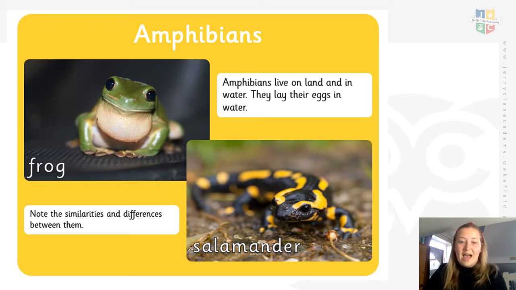Okay, so here we have amphibians. Amphibian. It's a bit of a tricky name. Amphibians live on land and in the water. Wow, so they have 2 places to stay. They lay their eggs in the water. So you might remember that a frog's eggs grow into tadpoles. So you might want to think about that when you're looking at your amphibians. And here we have a frog and a salamander. Can you see some differences and similarities between them? I'd like to know what other amphibian animals there are.